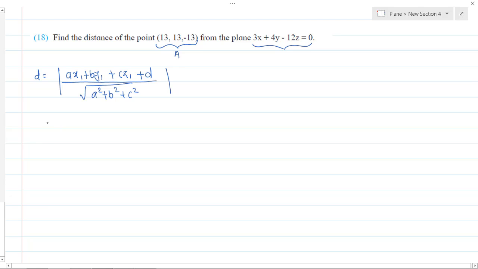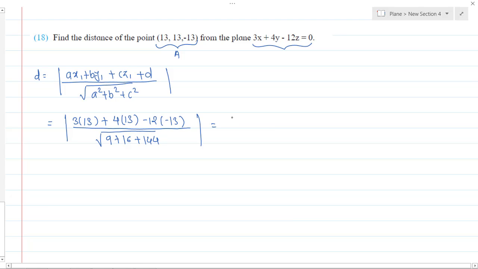Now let's substitute the values here. So it's mod of, a is 3 into 13, plus 4 into 13, and c is minus 12 into z, which is again minus 13, and d is not there here, so it is equal to 0. So divided by root of a square, which is 9, b square is 16, plus c square is 144.